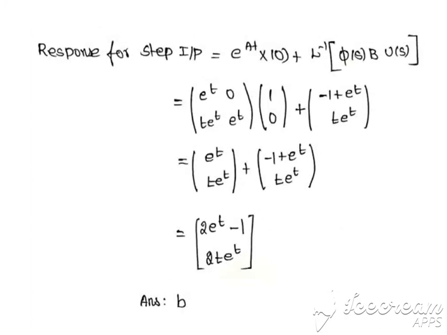For that, the formula is: response for step input is e power At x of 0 plus L inverse of phi of s B into U of s. This is the formula. First we need to find this value, then we have to find phi of s B into U. Substitute these two values here, we can get the answer.